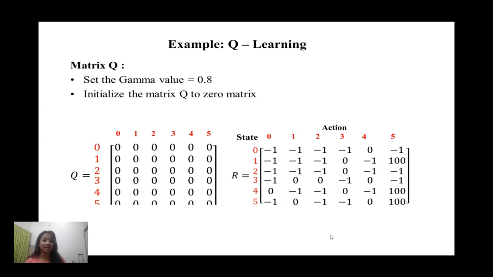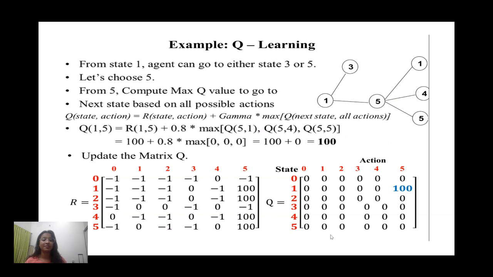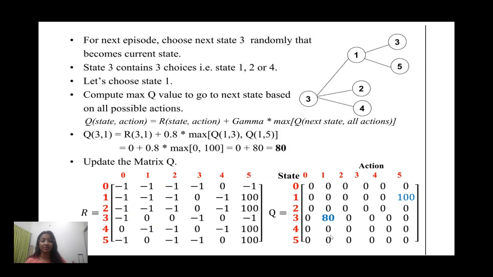As seen in this matrix Q, set the gamma value equal to 0.8 and initialize matrix Q to a zero matrix. From state 1, the agent can go to either state 3 or 5. Let's choose 5. From 5, compute the max Q value to go to the next state based on all possible actions. Again, the same formula is applied: Q(1,5) is equal to R(1,5) plus 0.8 times max of Q(5,1), Q(5,4), Q(5,5), as we see over here, and we get the answer as 100. Then we update the matrix Q.